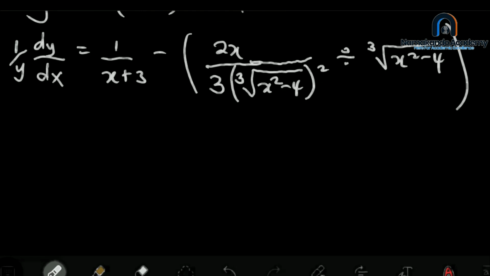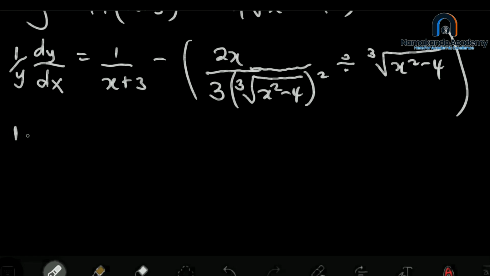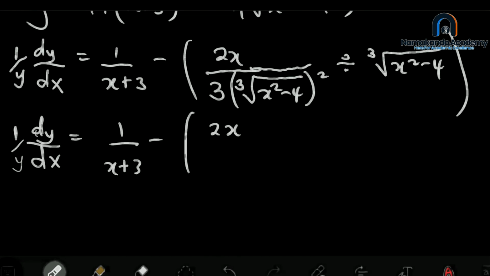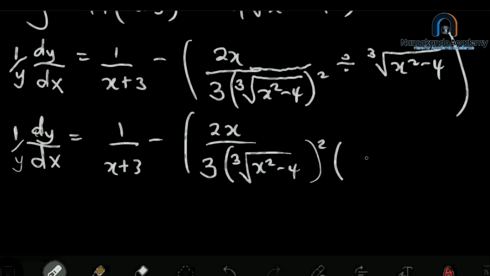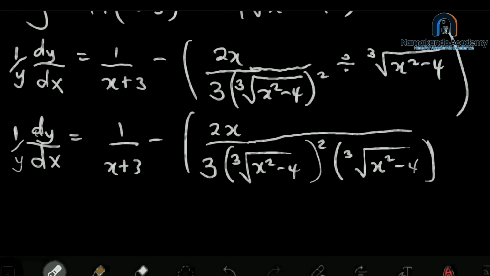From here, the next step will be 1 over y for the left hand side multiplying with dy/dx, equal to 1 over x plus 3 minus, in brackets, 2x over 3 times the cube root of x squared minus 4, squared, which will multiply with this other one, the cube root of x squared minus 4. Upon reciprocating, we change this to multiplication and close our bracket.